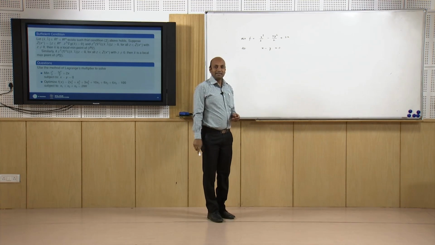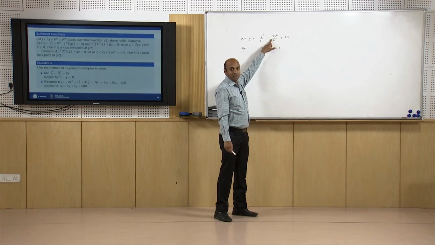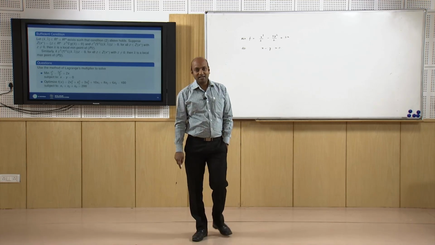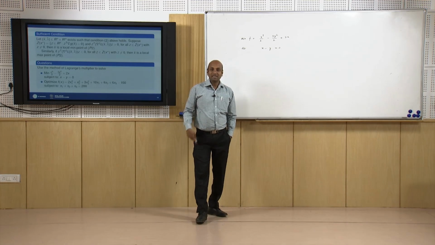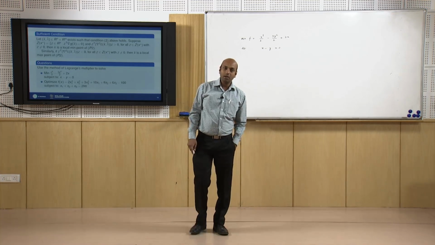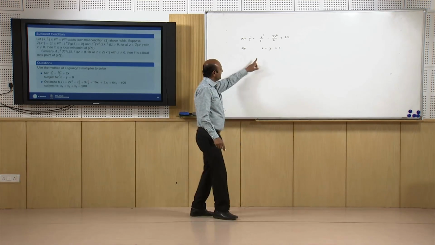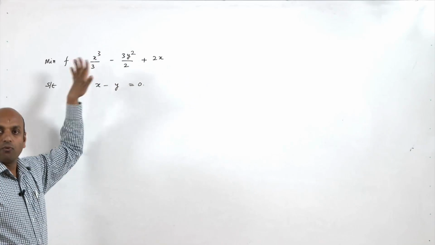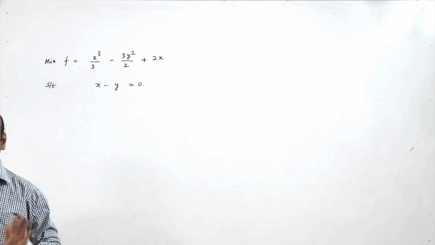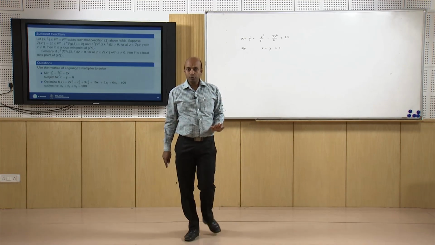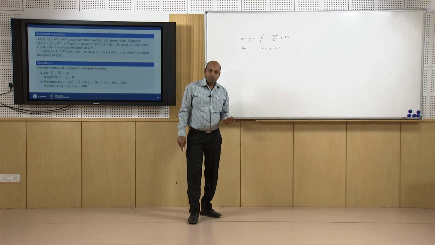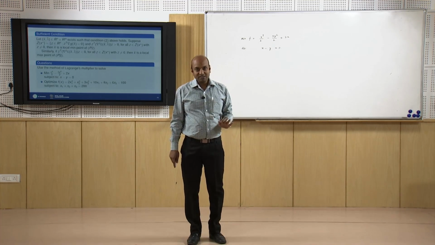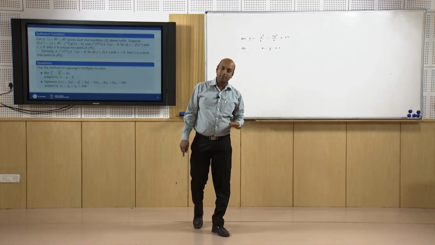One way out is very easy. You substitute x equal to y in this problem. It will become a one variable unconstrained optimization problem. You find the first derivative with respect to x, put it equal to 0, that will be the stationary point, and to check whether that point is a point of local maxima or local minima, find the second derivative at that point. If it is greater than 0 it means local minima, if it is less than 0 it means local maxima.